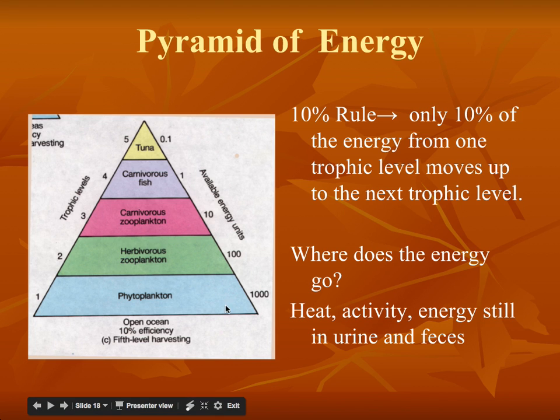If we look at phytoplankton, they start off with 1,000 units of energy. Only 10% of that is going to go to the plankton that eat plants, so only 100 units. For the carnivorous zooplankton, only 10% of the 100 is going to go there, so only 10. And then for the carnivorous fish, only 10% of the 10 is going to go there, so the 1. And then we get to the tuna, which is the highest level in this pyramid, only 0.1 is going to go. Does that make sense? So again, 10% of energy travels from each level or moves up.